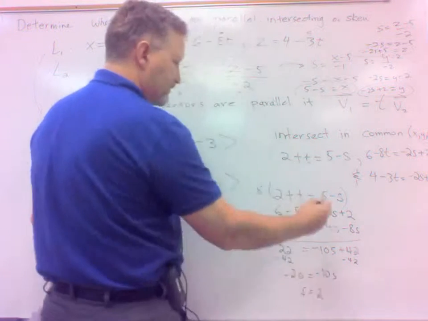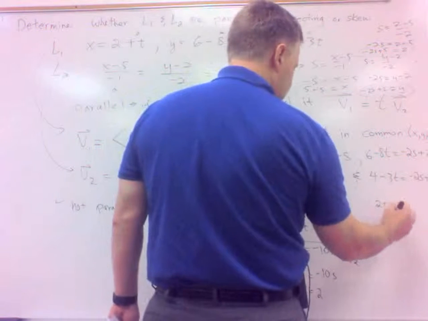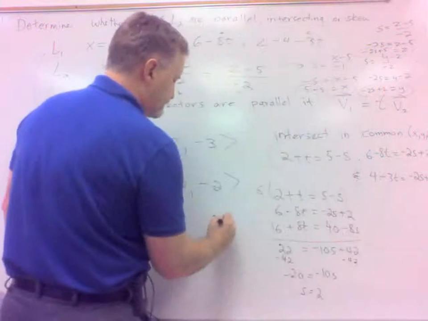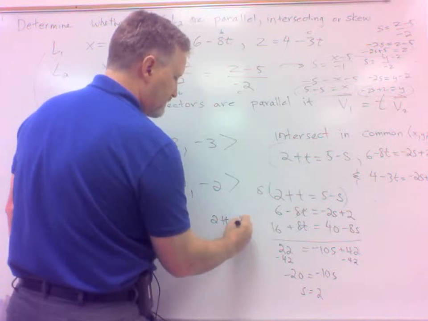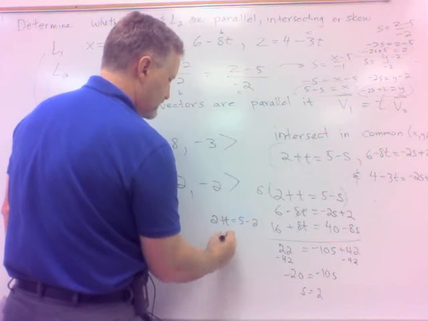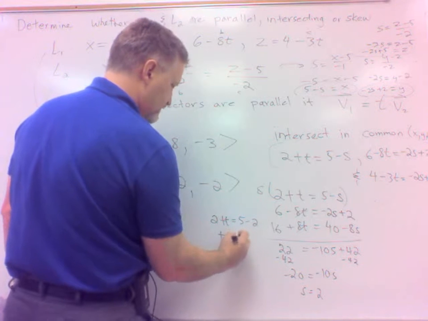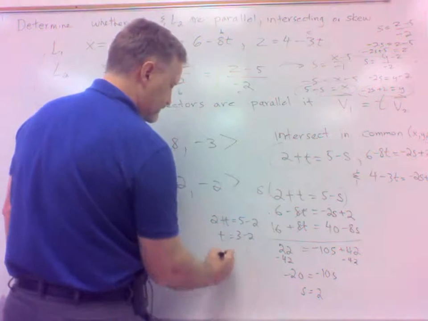So S is 2, which means 2 plus T equals 5 minus 2. So that would be T equals 1. Is that right? 3 minus 2.